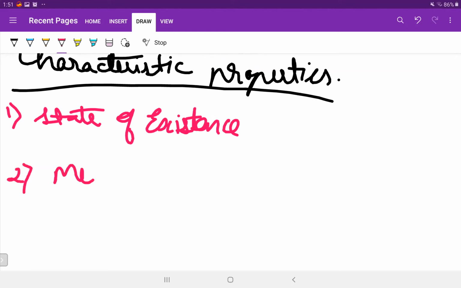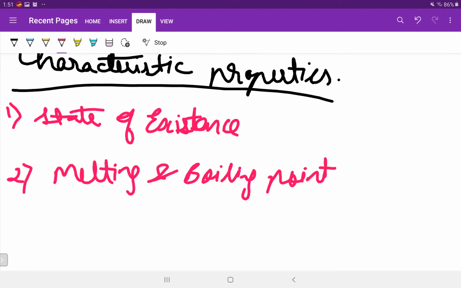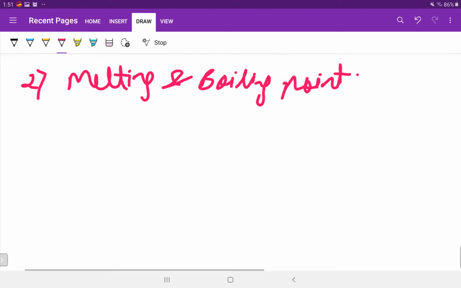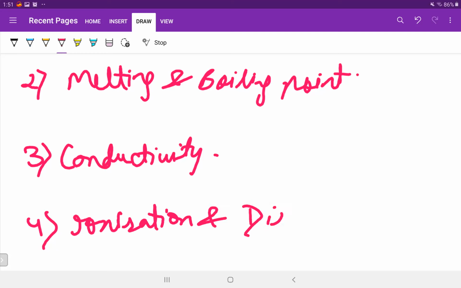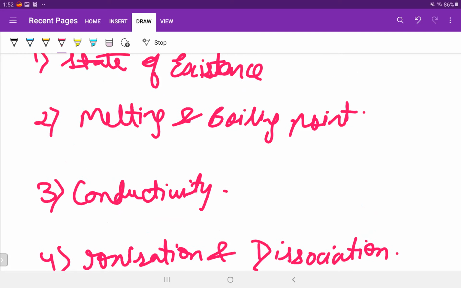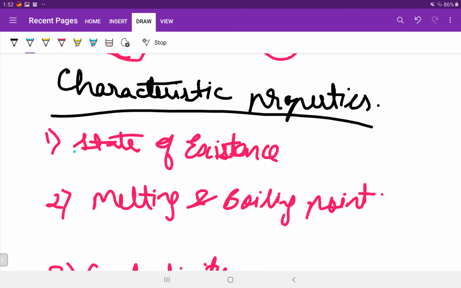Secondly, that is melting and boiling point. We'll come to each one of them in detail. The third category is conductivity, and the fourth and the last is ionization and dissociation. Okay, so now let's come to the first one, that is state of existence.